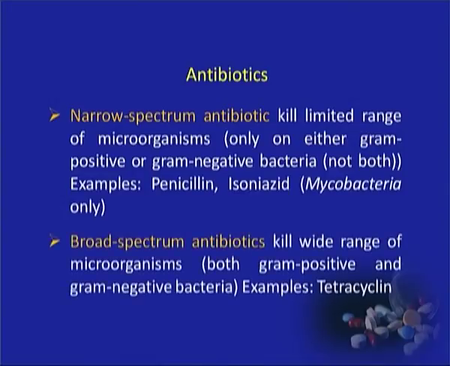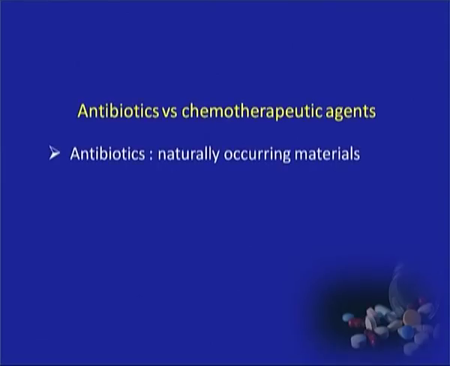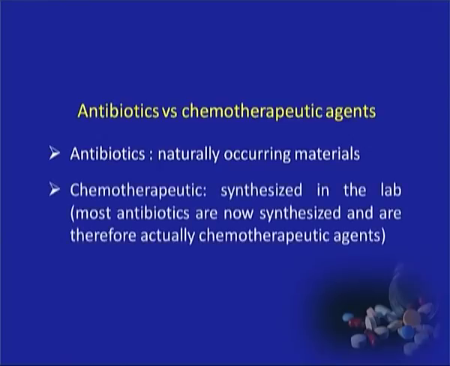Second category is broad spectrum antibiotics. These antibiotics kill a wide range of microorganisms, both gram positive and gram negative. Its example is tetracycline. Let's check the difference between antibiotics and chemotherapeutic agents. Antibiotics are naturally occurring materials while chemotherapeutics are synthesized in the lab. Most antibiotics are now synthesized and are therefore actually chemotherapeutic agents.